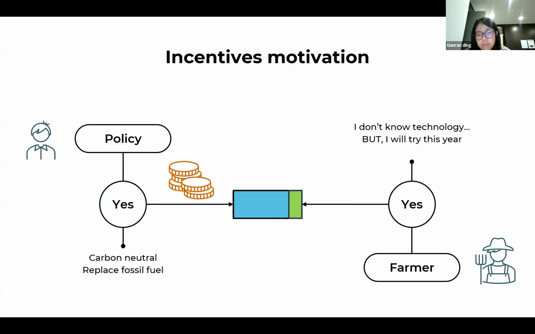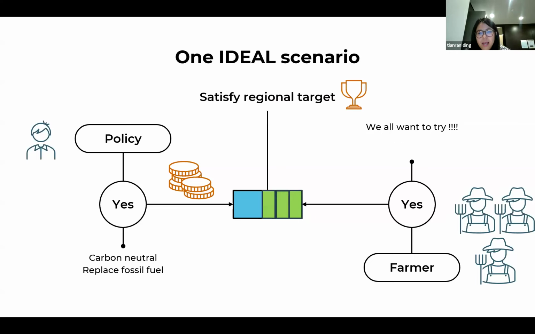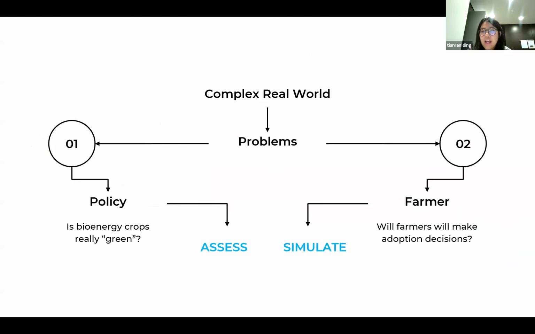But if the policymaker provides enough incentives, then the farmers might say, okay, I don't know the technology, but I will try this year. And over the years, we will have more farmers adopting these bioenergy crops, and we might reach our regional targets. For example, having bioenergy production support the energy system of the region at 20% or 10%. But that is the ideal world.